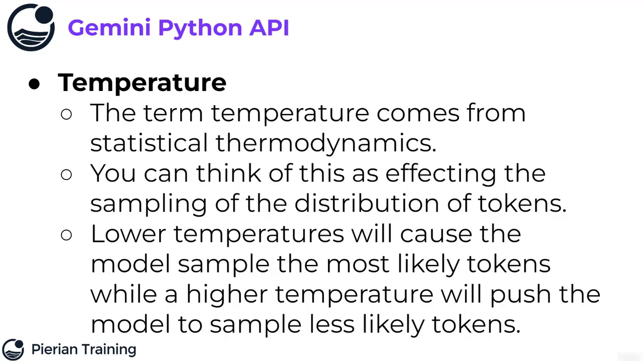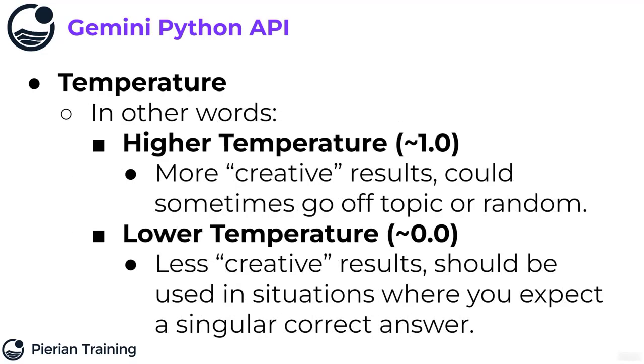Lower temperatures will cause the model to sample the most likely tokens, while higher temperatures will push the model to sample less likely tokens. So in other words, think of a higher temperature that is closer to the max value of 1 to give you more creative results. Keep in mind that if you go too high of a temperature, it could sometimes go off topic or just produce text that seems random.